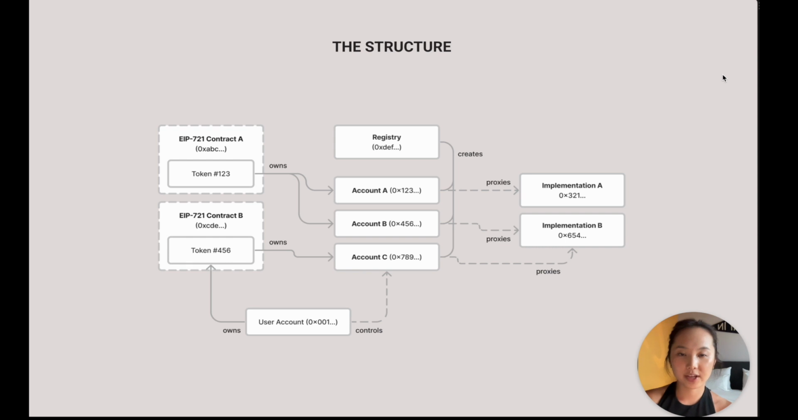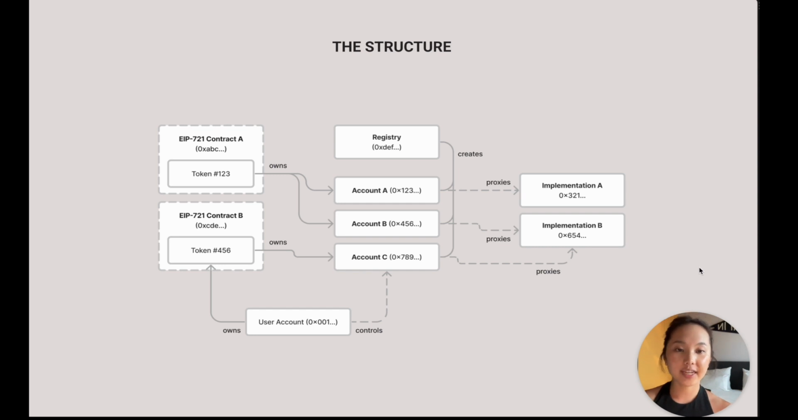This diagram that we're looking at right here, I pulled this from the official ERC-6551 EIP proposal. And this is a layout of how all the moving parts work. So for the purposes of really breaking down the underlying tech, we're going to focus on two things. As you can see, we have our EIP-721 contracts. We also have the registry. So we're going to focus on the registry and also the implementation accounts.